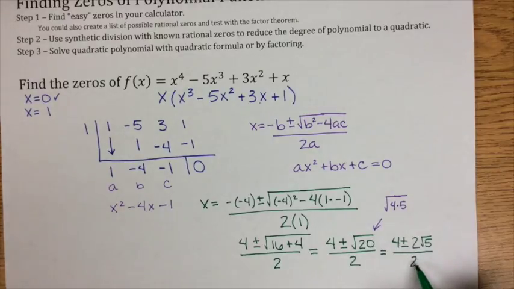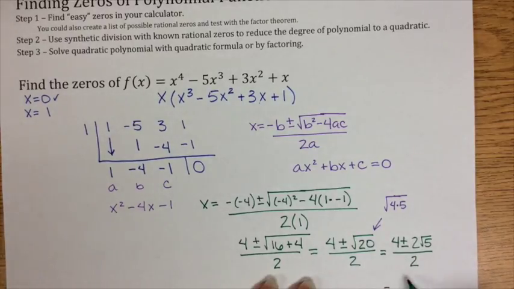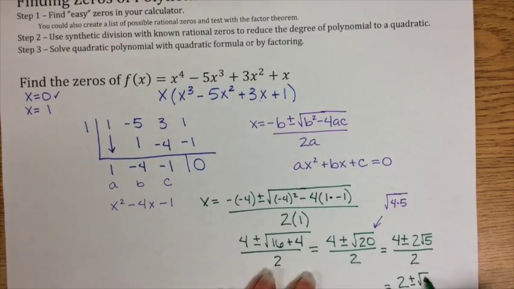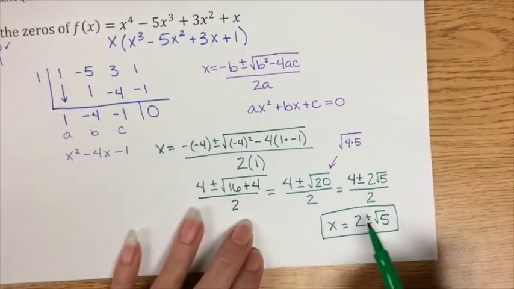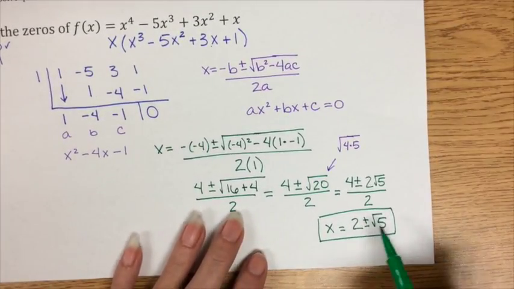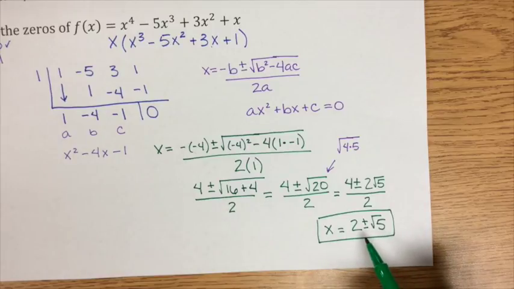This 2 on the denominator goes with both of these terms. The only way you can reduce or simplify is that all of them are divisible by a single number. And the 4 and the 2 are both divisible by 2. So we can say that this equals 4 divided by 2 is 2, plus or minus 2 divided by 2 is 1, so that is just the square root of 5. And that is actually 2 zeros, because it is 2 plus the square root of 5 and 2 minus the square root of 5. They will always come in pairs.